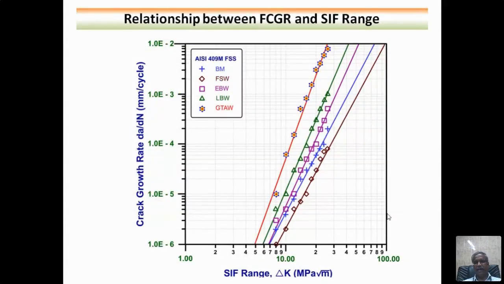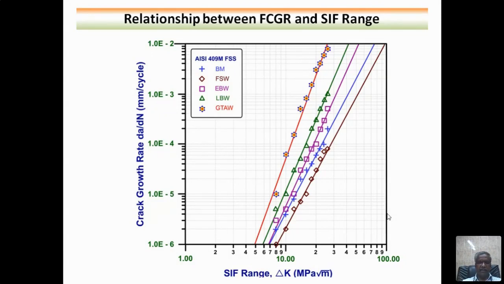Draw a horizontal line parallel to the x-axis where it intersects each curve. For FSW, it intersects somewhere around 4. That is 4 means 40, since 1, 10, 100. So 40 MPa root meter. That is called the critical stress intensity factor. Okay, there are two stress intensity factors. One is the threshold stress intensity factor, and the other one is the critical stress intensity factor. The threshold is the lowest level of stress intensity factor, and the critical is the higher side of the stress intensity factor. So both will have significance.